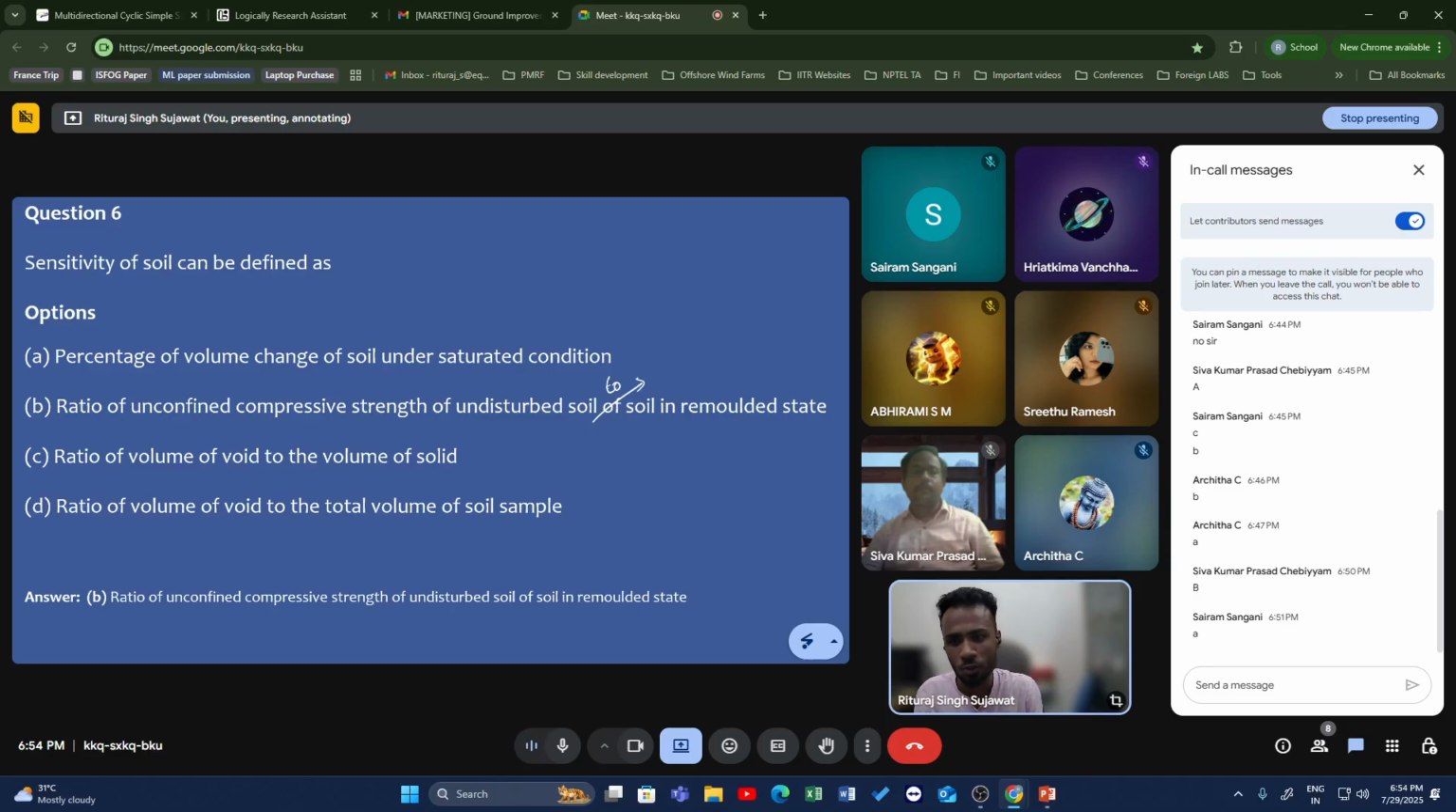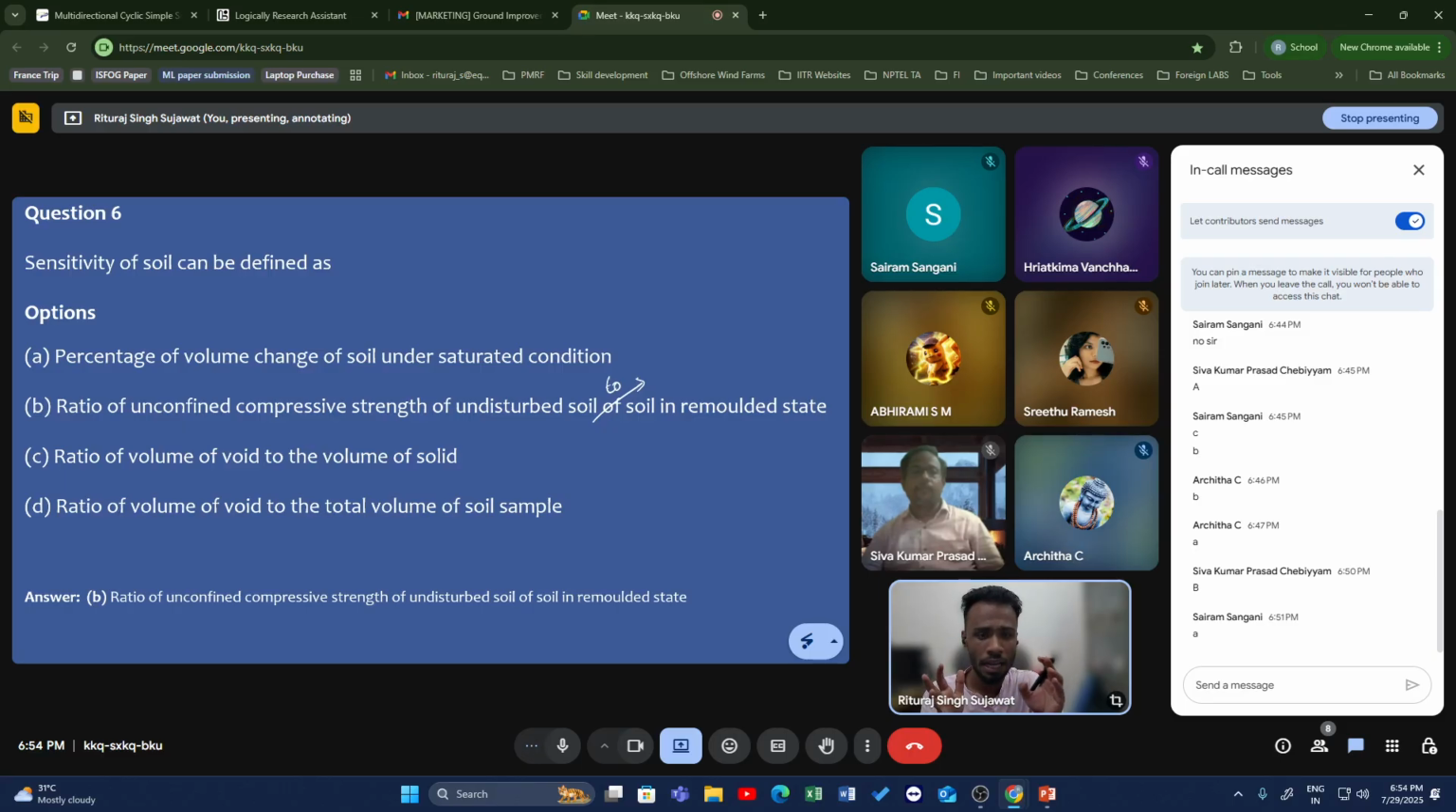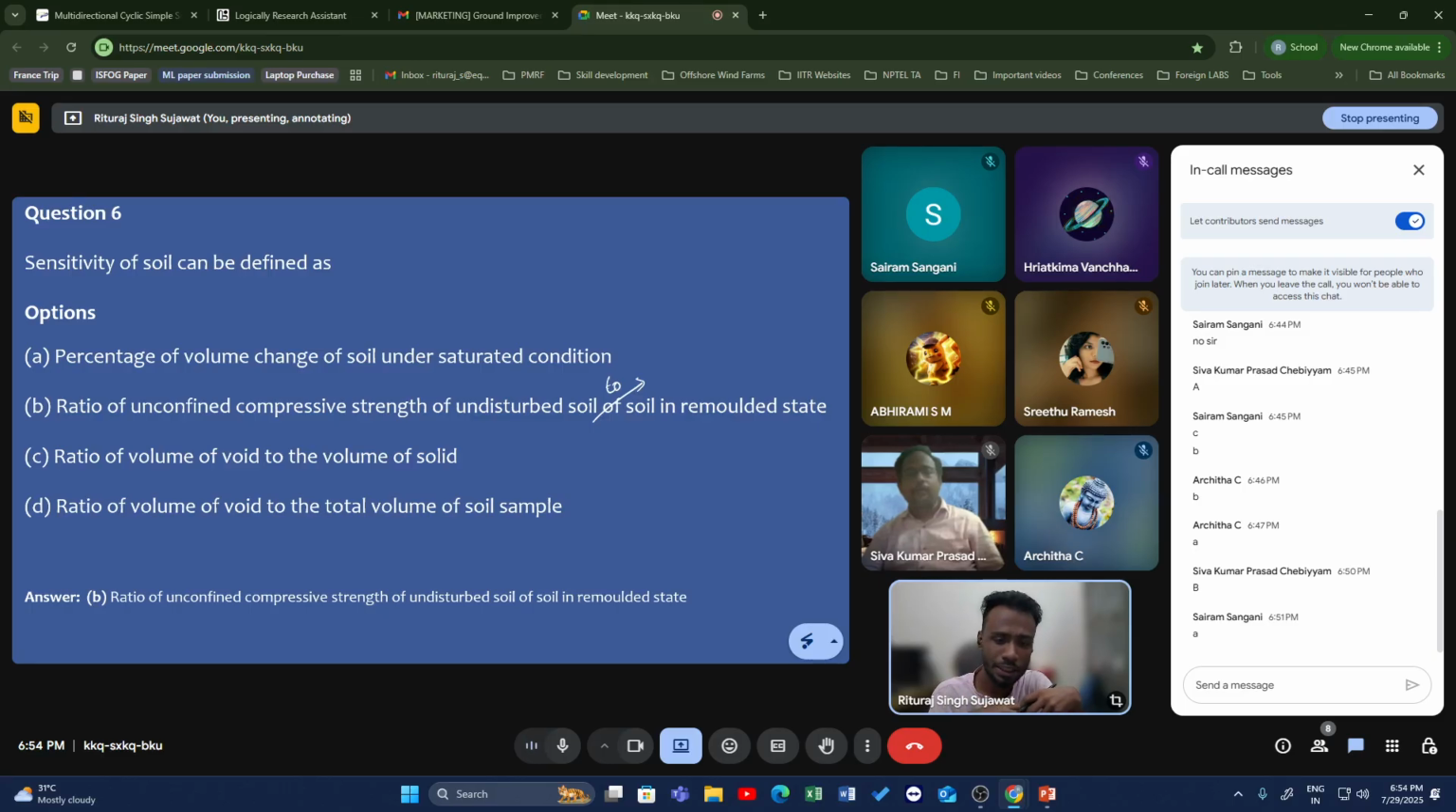You just need to have the idea of how to calculate the unconfined compressive strength. First you take the undisturbed soil, then you remold that soil and perform the unconfined compressive strength test again. You take the ratio of both strengths, and you come up with a certain ratio which we call the sensitivity of the soil. So that was the problem.